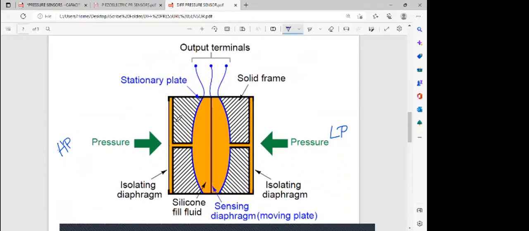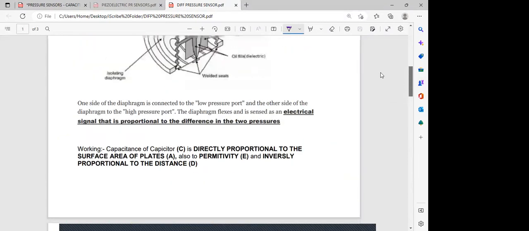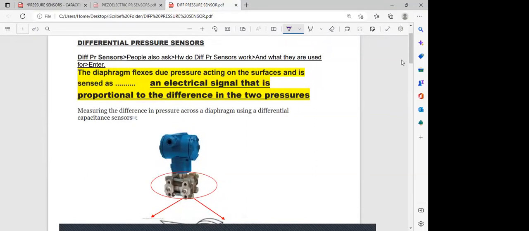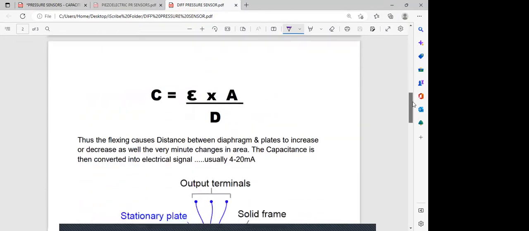So you have two stationary plates with a diaphragm in between, and therefore you have this one as one capacitor and this one as another capacitor. Outputs are taken, and whatever the capacitance difference is, you're going to get that. There is going to be a difference in this capacitance and this capacitance depending on the pressure acting. An electrical signal is then directly proportional to the difference in the two pressures. So that is a differential pressure transmitter.